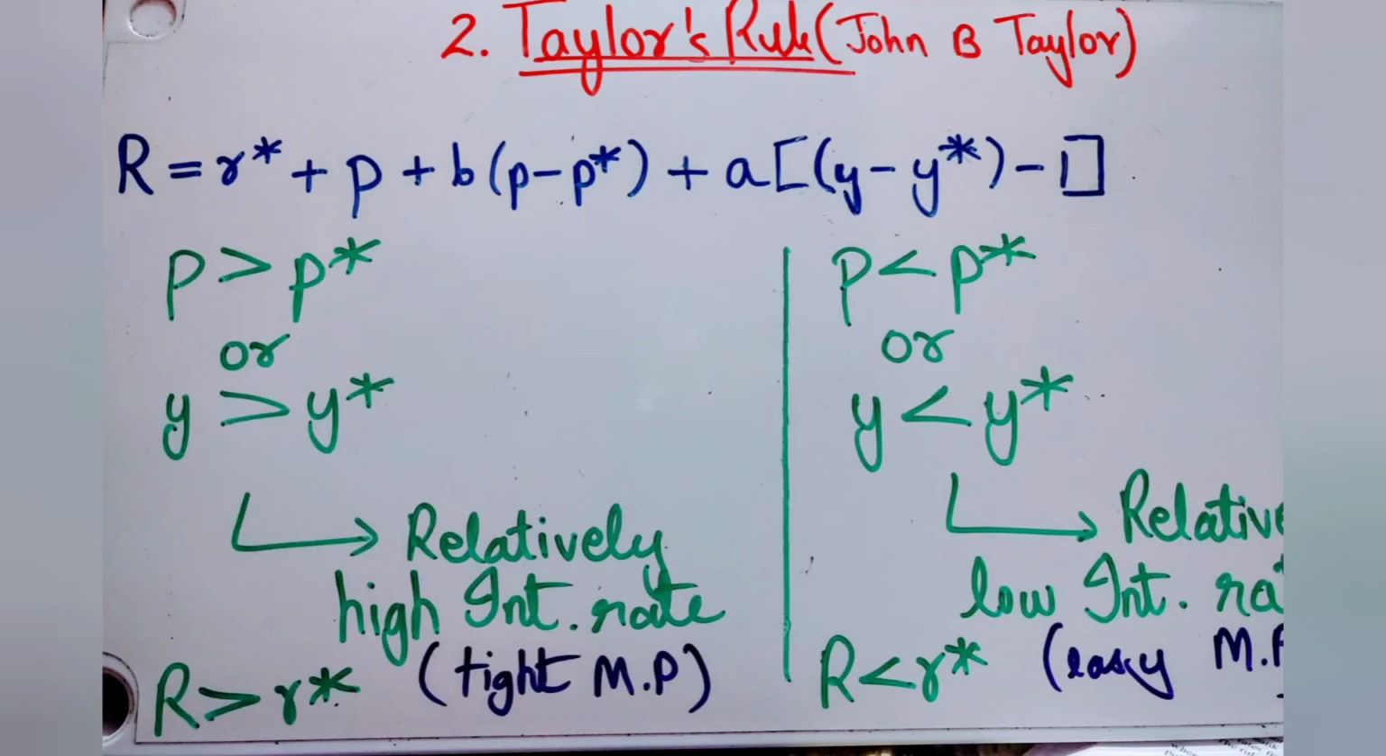or whenever the actual output is lesser than the targeted output, then this rule would suggest a relatively lower interest rate. That is, it would suggest an easy monetary policy, whereas in the first case this rule would suggest a tight monetary policy. That was the end of the two important rules.